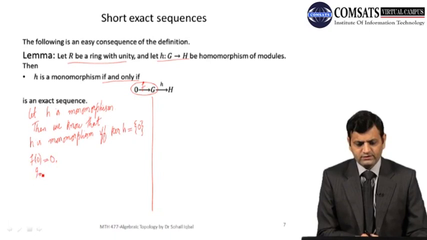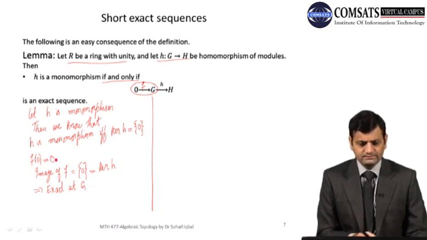So in other words, what is the image of F? The image of F is just 0. And since h is a monomorphism, the kernel of h is 0, which is equal to the image of F. So the image of F is equal to the kernel of h, which means that this sequence is exact. So in particular it is exact at G. That's the only node where we can check the exactness.